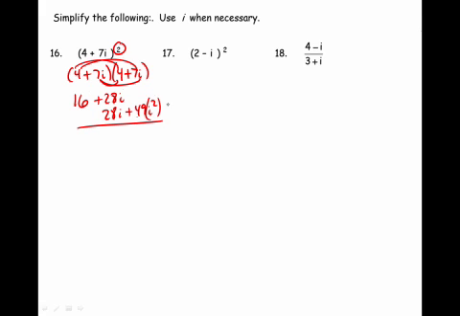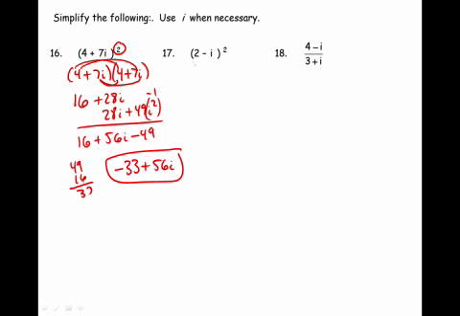Now remember, i squared becomes negative 1. So this is the same as 16 plus 56i minus 49. So then we would go ahead and take the 49 and the 16 and subtract. And because the 49 was negative, your answer should be negative 33 plus 56i.